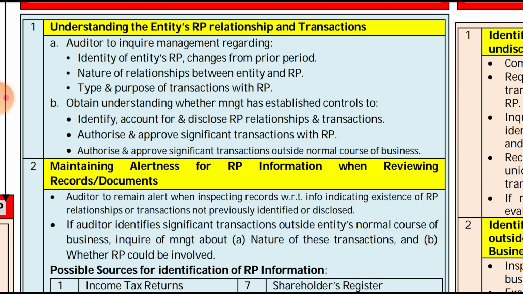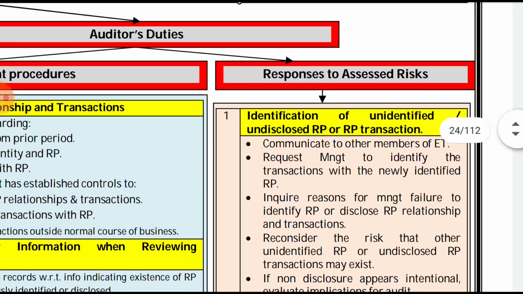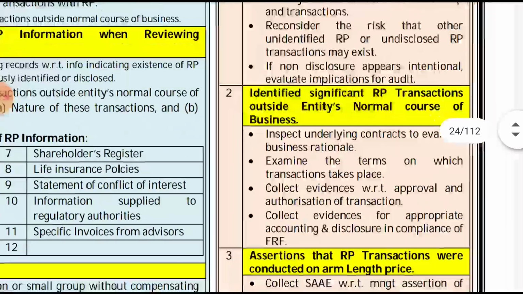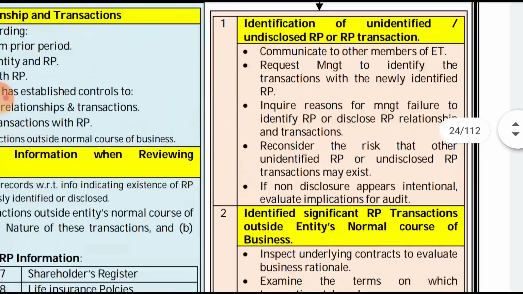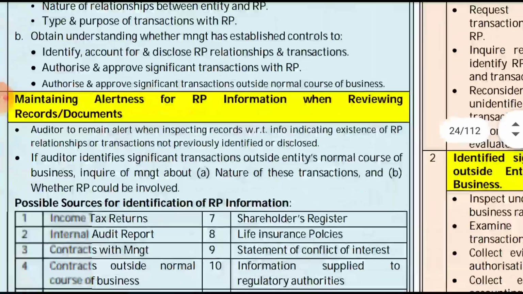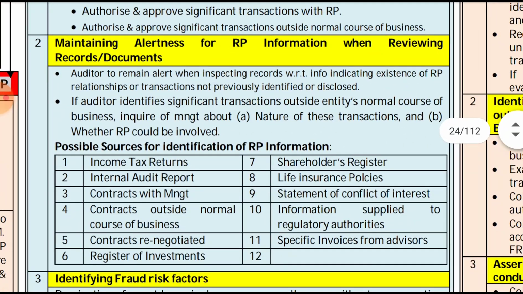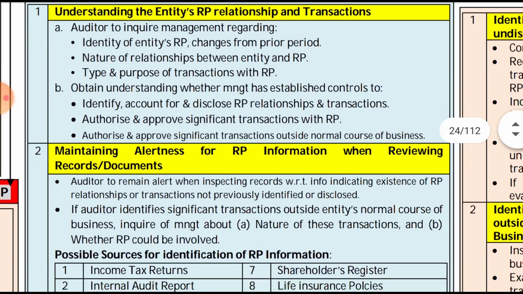In relation to the third point, we will see it further, and in response to risk assessment, this second point also identifies significant related party transactions outside the entity's normal course of business. So what will be the response to the assessed risk? Okay, so we are done with the first one, understanding the entity.